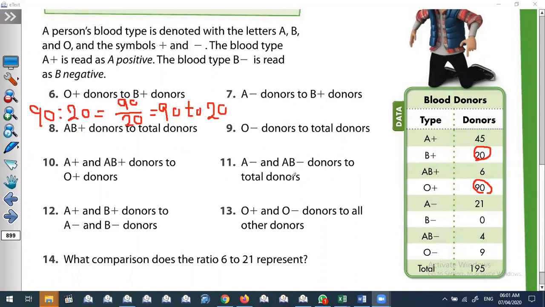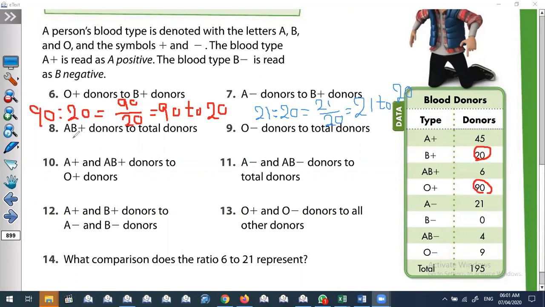A negative, 21 to... like that. B positive is 20. Or I can write it as a fraction, 21 over 20. Or you can write it like that, 21 to 20. They are the same.